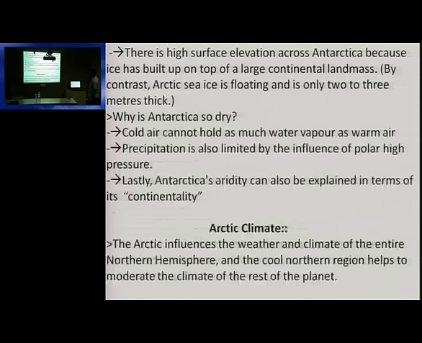There is also a high surface elevation across Antarctica because ice has built up on top of the continental mass. Okay, why is it so dry? I'll be giving you this PowerPoint, so don't worry, you just read through.